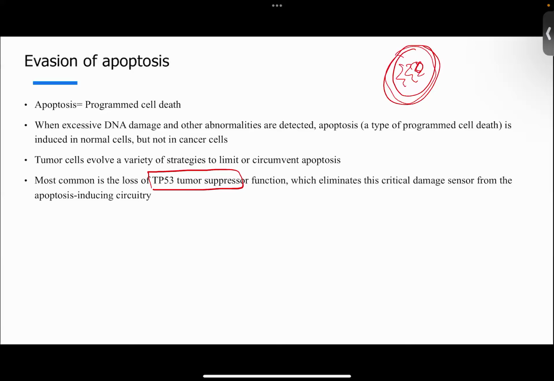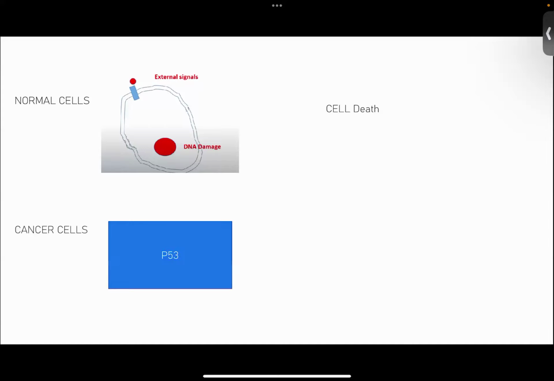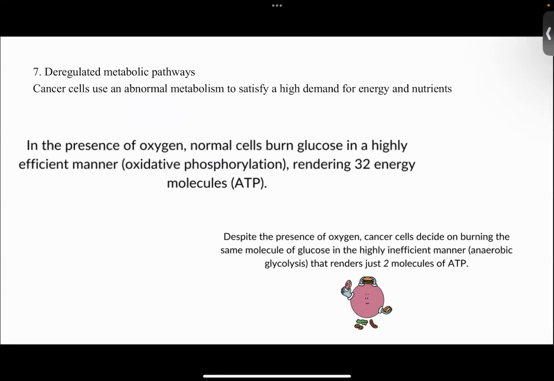Again, there is continuous cell division and the formation of a tumor. In a very simple way, if there is DNA damage or external signals, the cell dies. In case of cancer, p53 will escape that cell death.